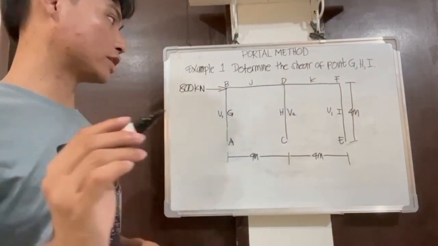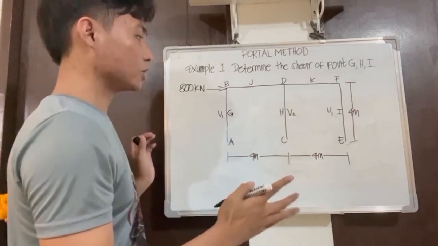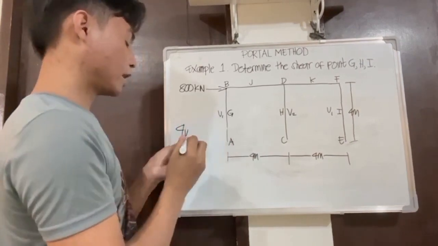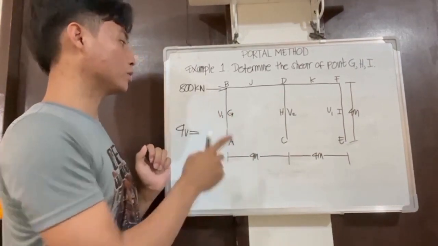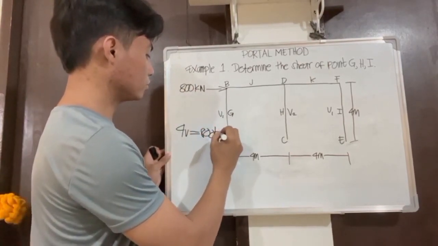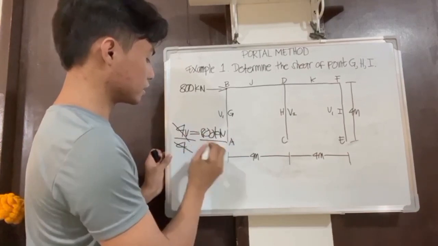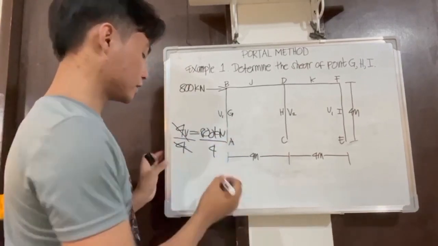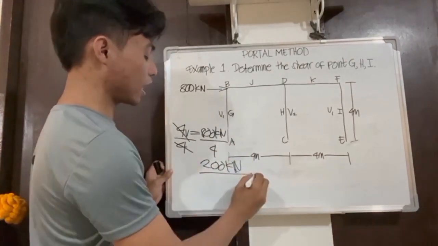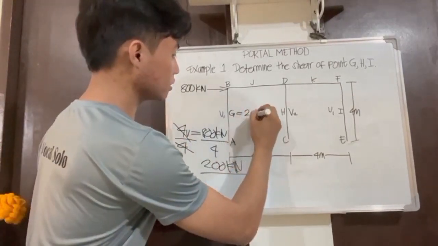So first nga buhaton is i-determine ang number of shear. So naa tay duha ka single shear plus isa ka double shear. So we have here 4 shear. Equal ni siya sa load nga nakabutang diri sa atong example. So we have here 800 kilonewton. So i-divide nato by 4 both sides. So cancel. So 800 divided by 4 is 200 kilonewton. So mao ni ang atong single shear. So single shear man ang G. So ang G is 200.